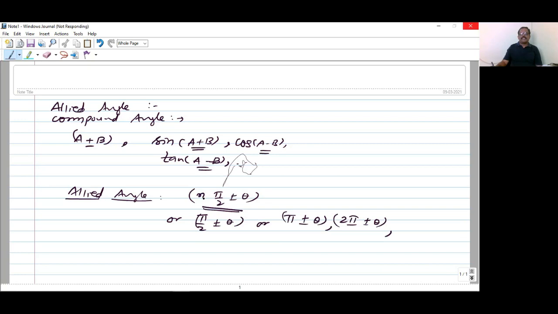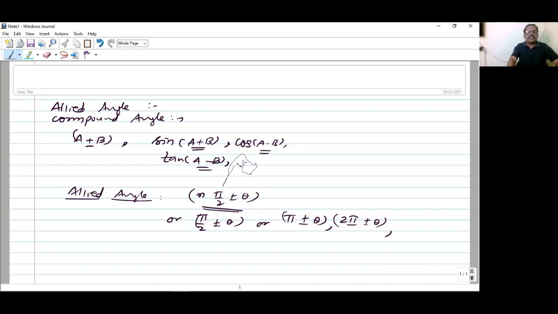It may be 1 pi by 2, 2 pi by 2, 3 pi by 2, 5 pi by 2, 6 pi by 2, and so on. The value of n may be any integer. Such types of angles are called allied angles.